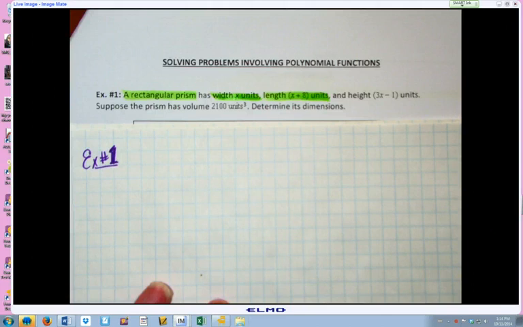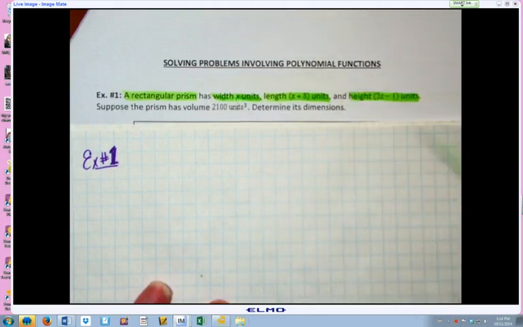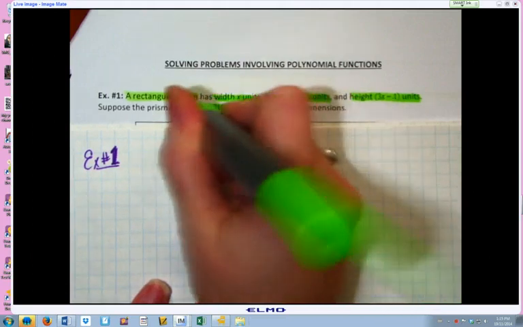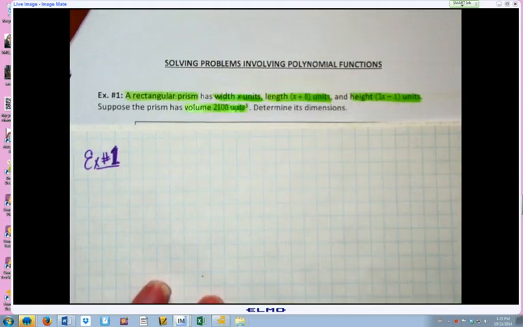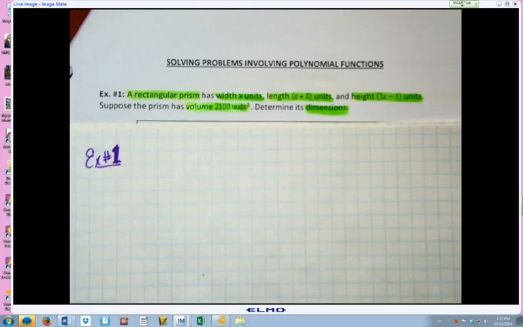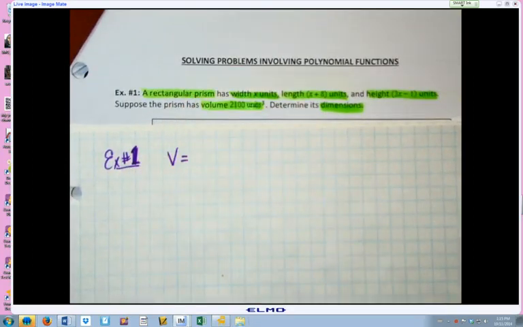Already ahead of you. Start with the formula. You actually did all the volume formulas back in grade 10, unit 1.